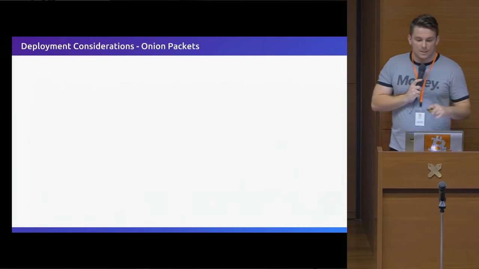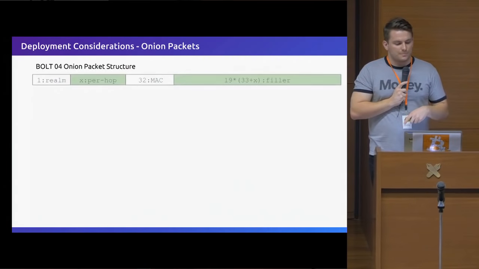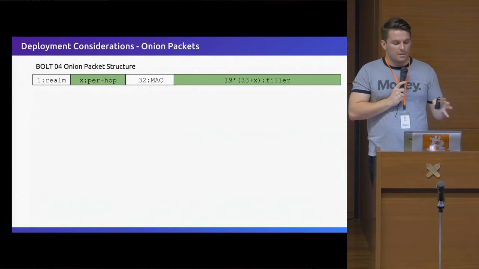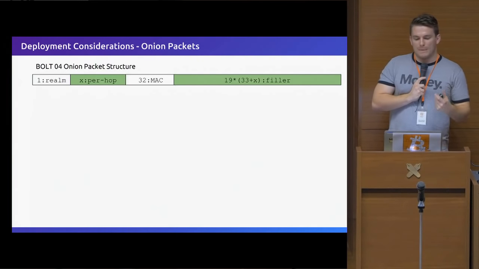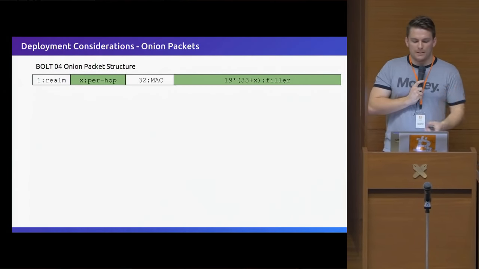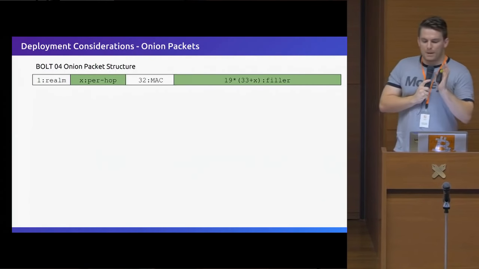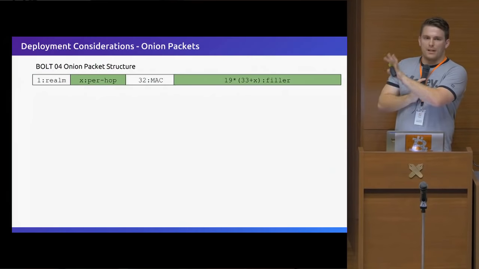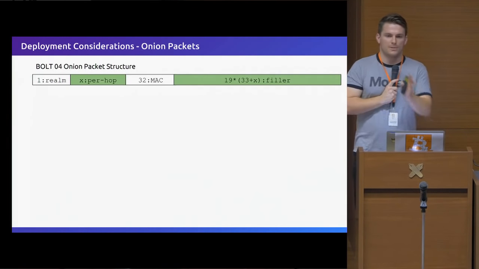All right, so moving on to onion packets and how this affects onion routing. This is the current BOLT 4 onion packet structure. This is what my view looks like when I decrypt an onion packet. I'm able to read this realm byte, this per-hop data, and then there's a 32-byte MAC covering everything. And then there's a bunch of random bytes at the end that are authenticated and encrypted, but I can't read because they get shifted around every time the next person decrypts and I forward.